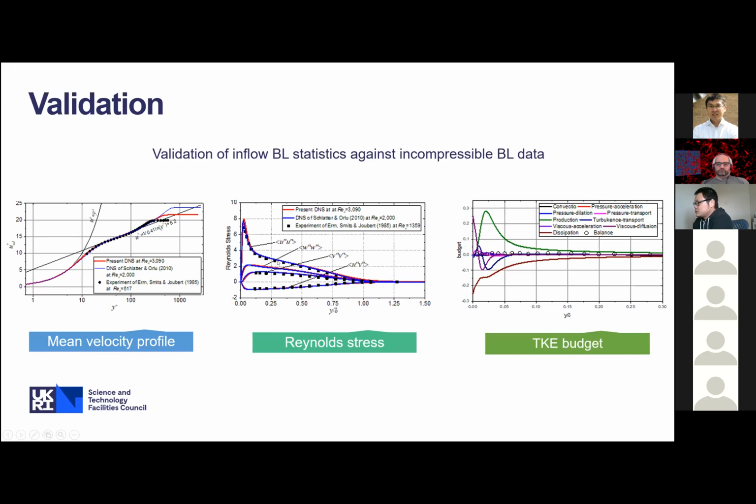The Reynolds stress is also in good agreement with the incompressible boundary layer data, and the turbulent kinetic energy budget is well balanced. These dots are the balanced terms, which means all the dissipation is well resolved by our DNS.